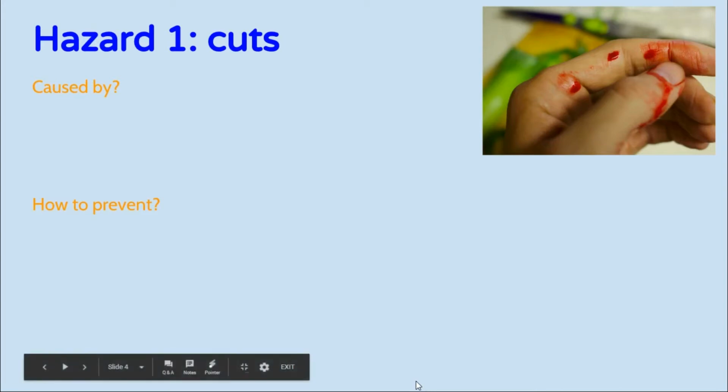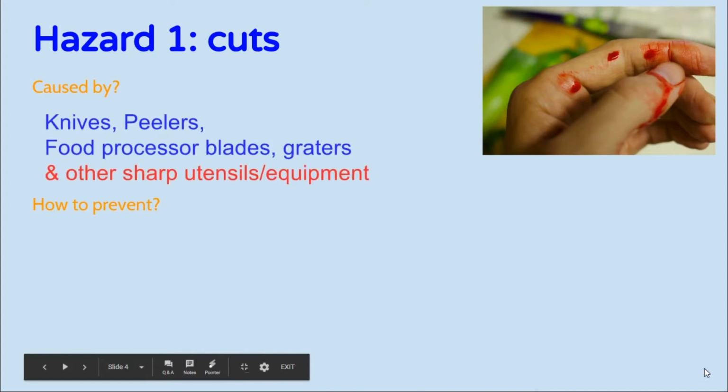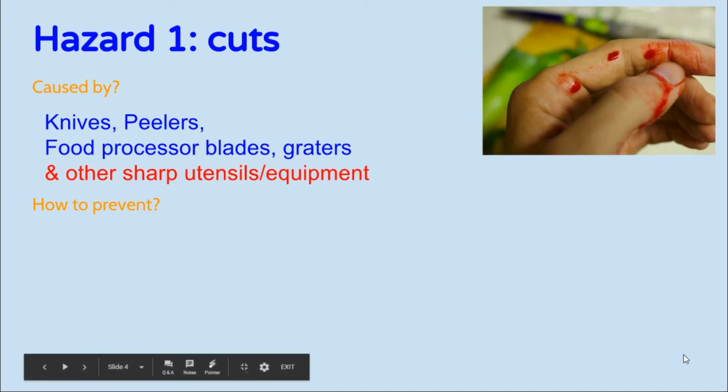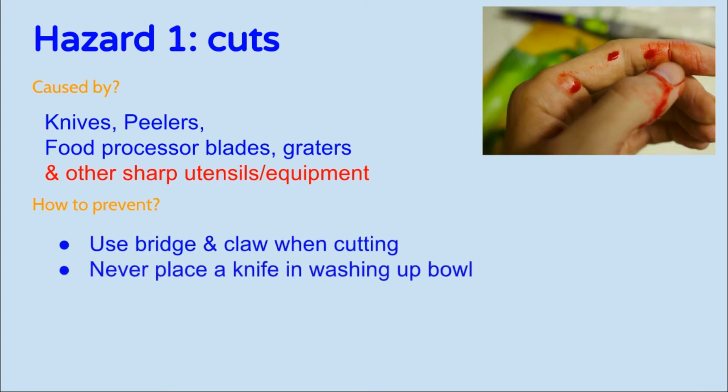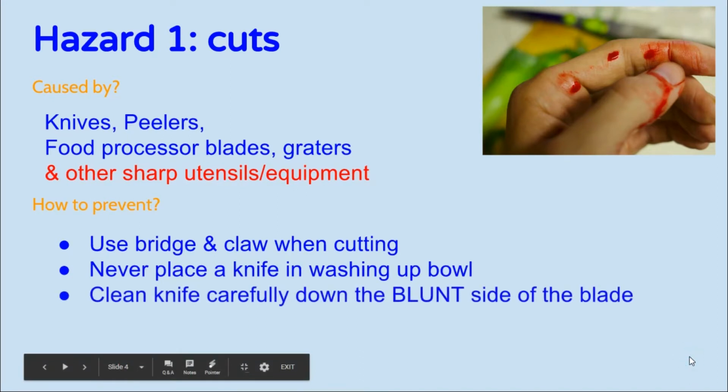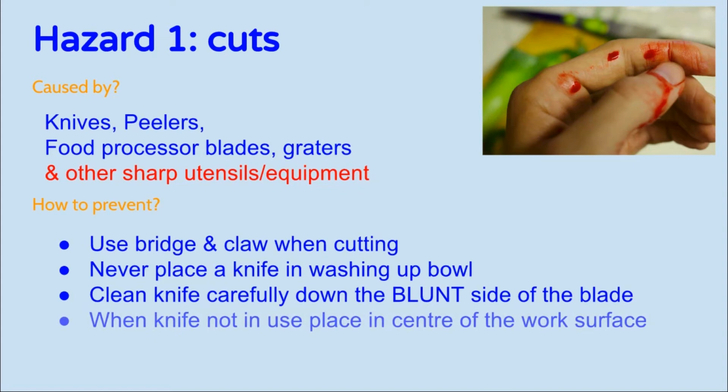Cuts is a primary hazard. It happens quite a lot in the kitchen environment but can be avoided. It's caused mainly by knives, peelers, food processor blades, graters, and anything else used in the kitchen that could be sharp. Prevention should be by using the bridging claw when cutting, never placing a knife in the washing up bowl, and cleaning a knife carefully by cleaning down the blunt side of the blade.